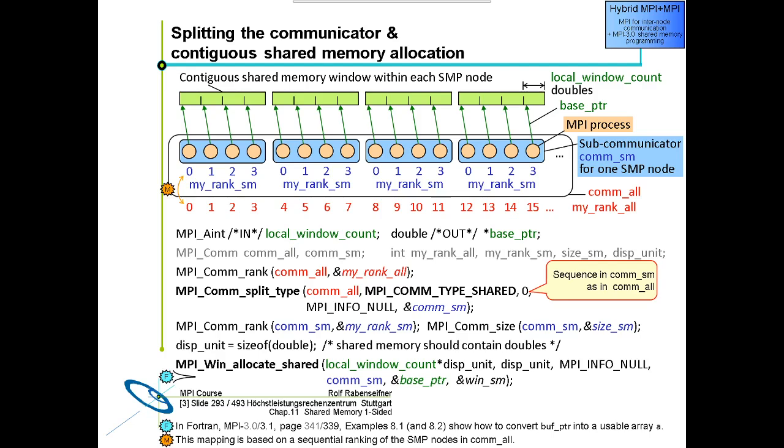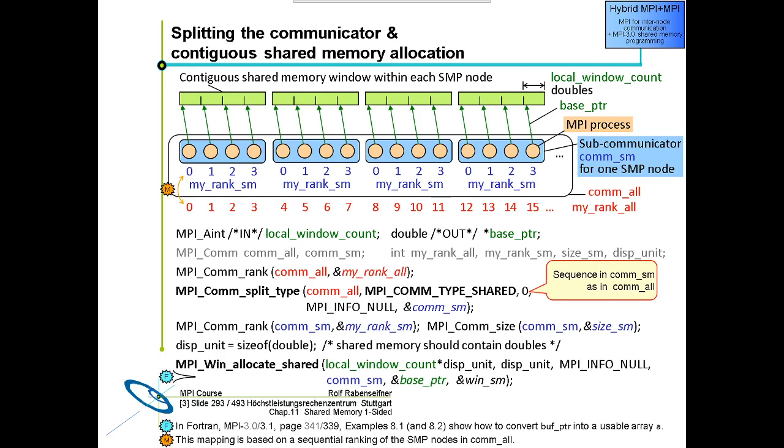And this is an example of how it really works. You see in the upper part of this slide the MPI processes in orange that are assigned to the global communicator COMM_ALL, and they have a rank that is defined by myRankAll. This is also indicated in the code below.